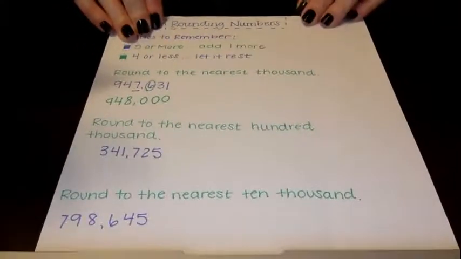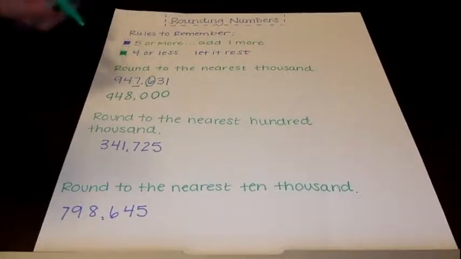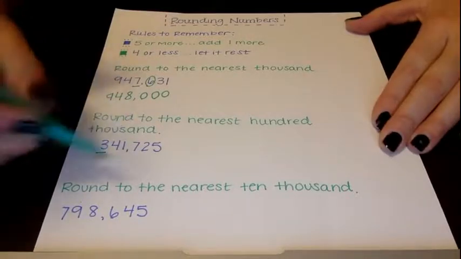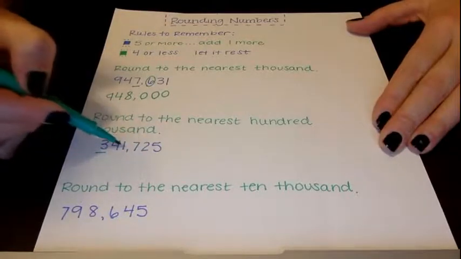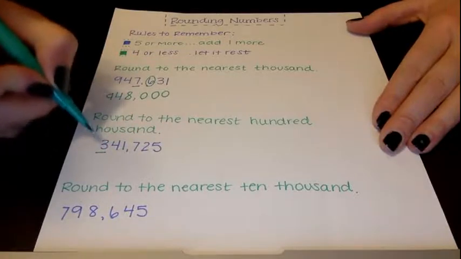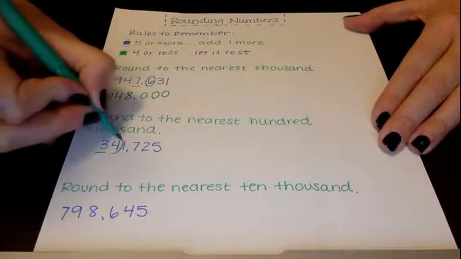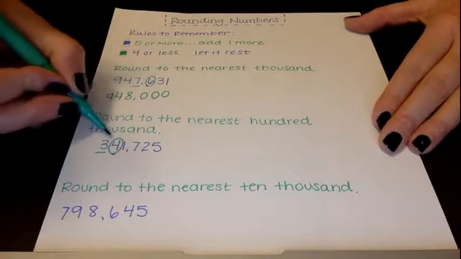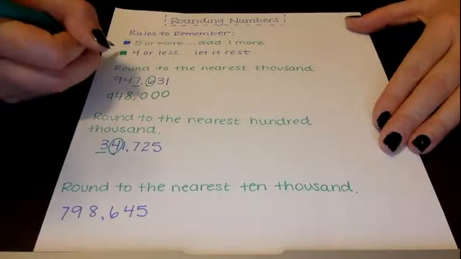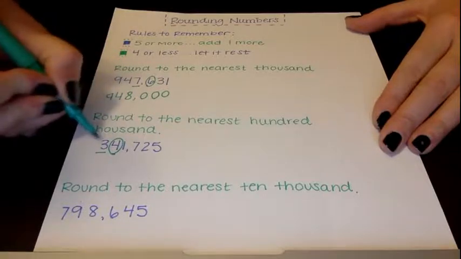Let's look at the next one. We want to round this number to the nearest 100,000. I know that the 100,000s place is all the way over here. I can count ones, tens, hundreds, thousands, 10,000s, 100,000s. So I'm going to underline that digit to remind me that this is where I'm rounding to. I circle my digit next door. If it's 5 or more, I add one more; 4 or less, let it rest. This fits into 4 or less, let it rest. That means I'm going to leave this 3 alone.